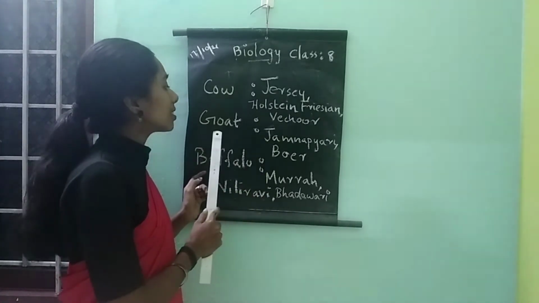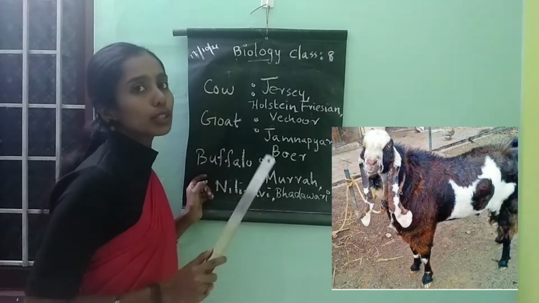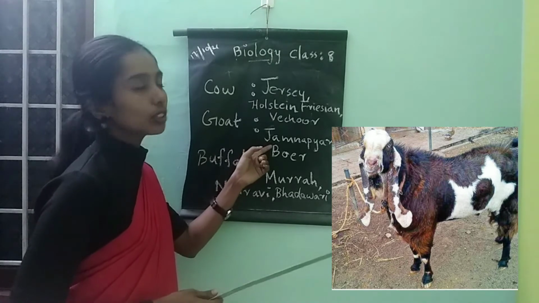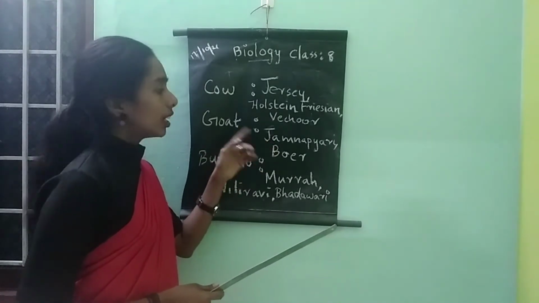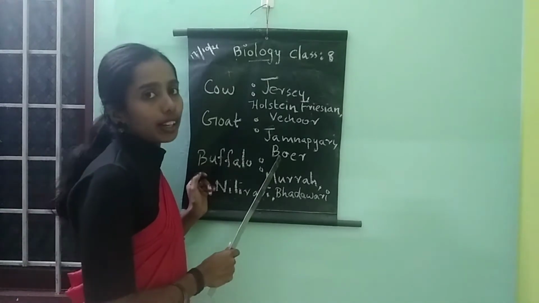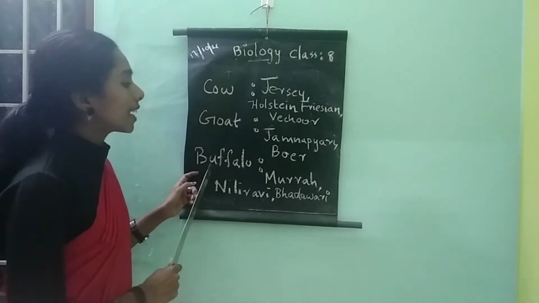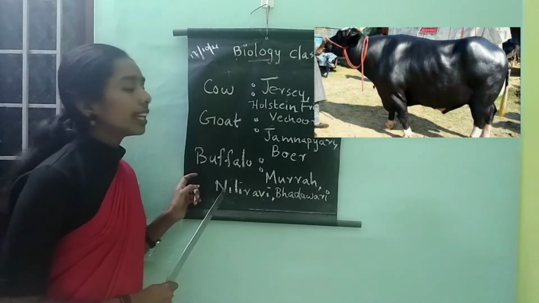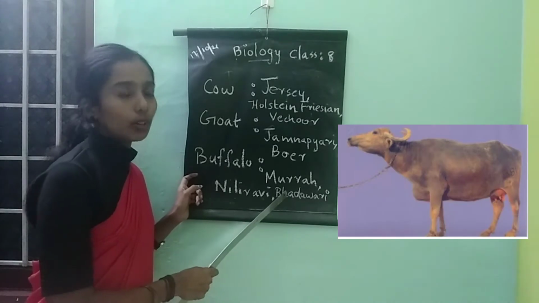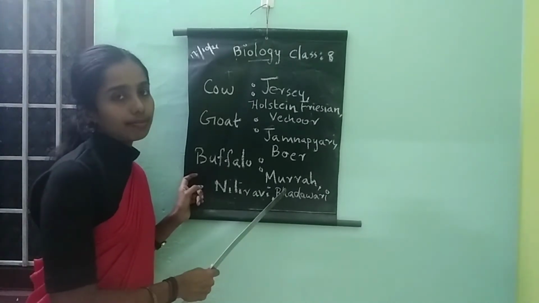The next is goat. Goat varieties include Jamnapari, and this term is very familiar to you because a film has actually been launched. In that film the Jamnapari goat is depicted. Next is Boer, another variety of goat. In buffalo the varieties include Murrah, Neeli Ravi and Badavari.